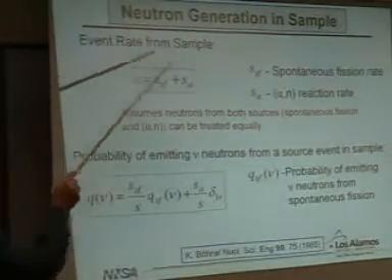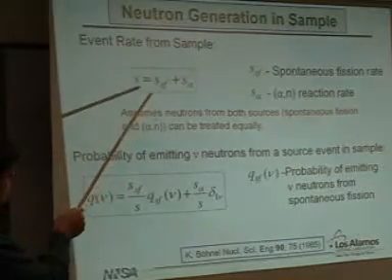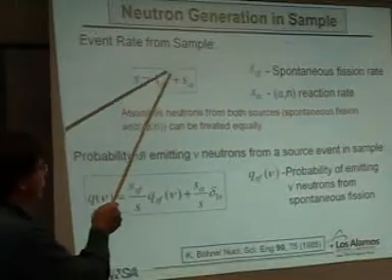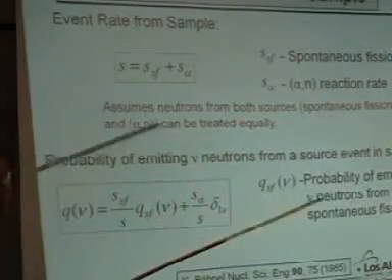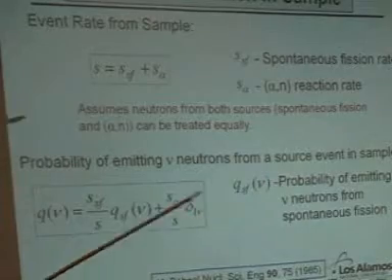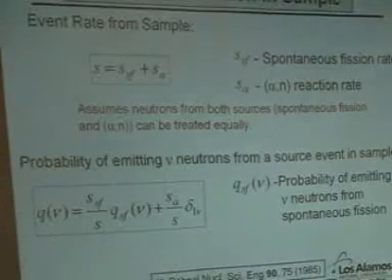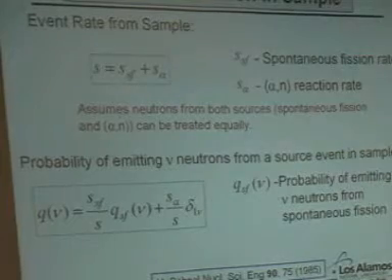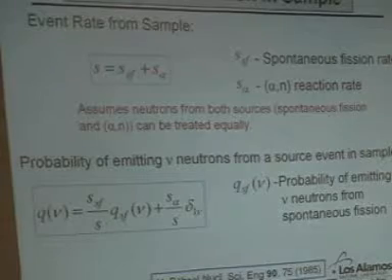So let's first of all look at neutron generation in the sample. Let's assume the event rate from the sample is just coming from two sources. One is the spontaneous fission rate. So we have some nuclei in there that are spontaneously fissioning. And we have some impurities in the sample that are producing alpha-n reactions. Okay? And we're going to just set the total event rate equal to the sum of these two. All right? This makes an implicit assumption that the neutrons from both sources can be treated equally. In other words, when I have a neutron, it can be either from alpha-n or spontaneous fission. I really can't tell the difference. This is not exactly true, but we'll just make this assumption to help with the derivation.